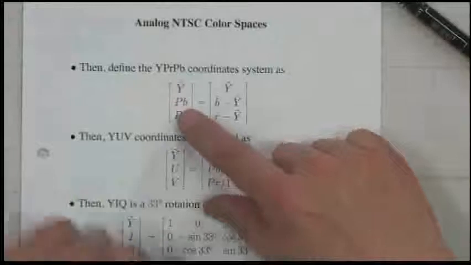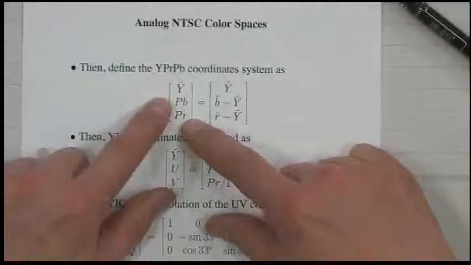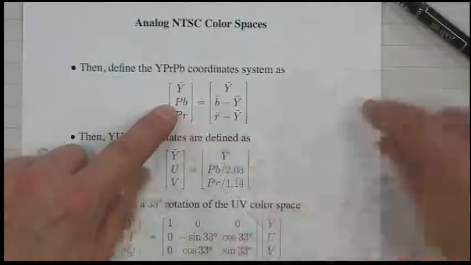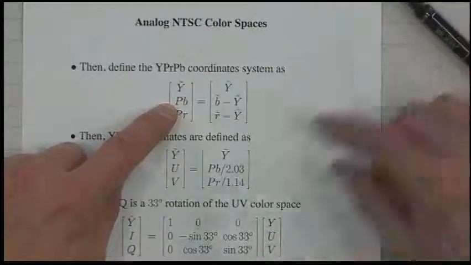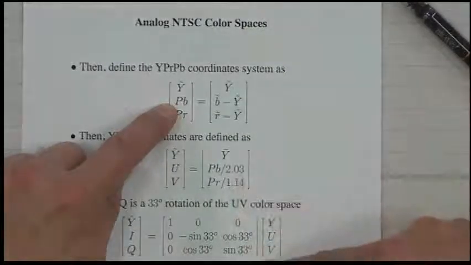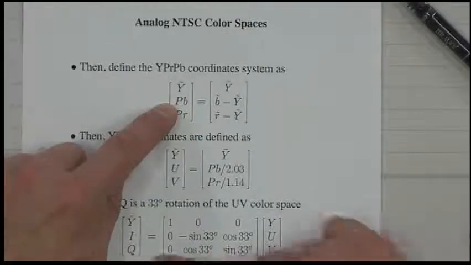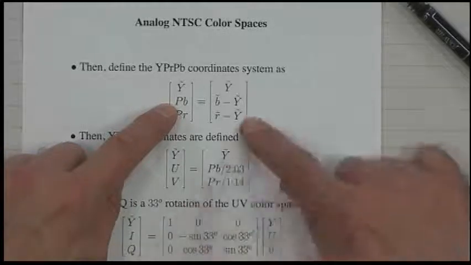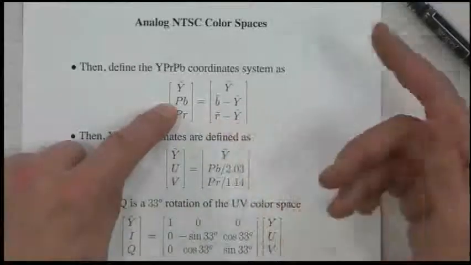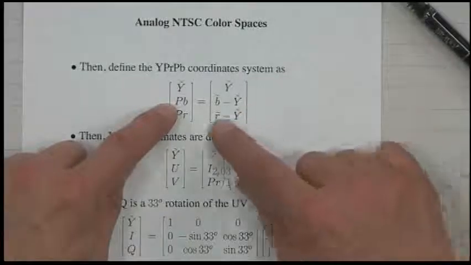YPBPR is what they use for component video. Okay, so it's a small modification, right? They just eliminated this extra transform, I guess, because they felt like they really don't need it. The advantage of the transform is that you can have some additional distortion, and it's not so egregious. So here you have separate cables. There's no significant loss, so it's not a big deal.